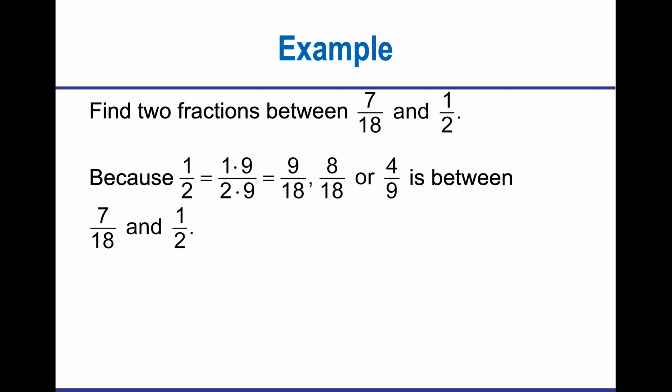So basically, to find the denseness, you want to get a common denominator so that you can compare two fractions with the same denominator, and you're going to find the number between them.